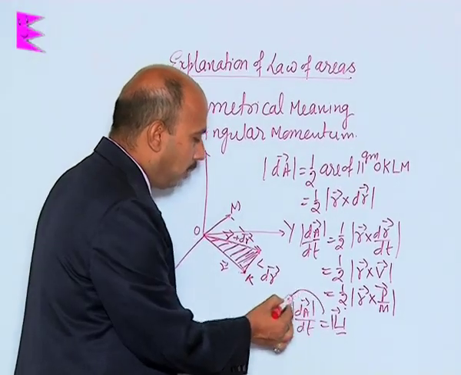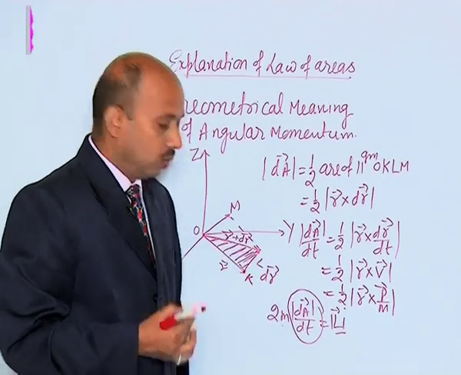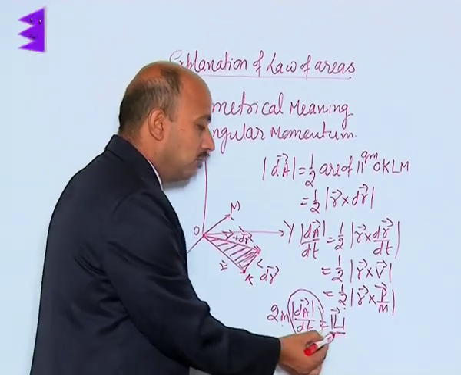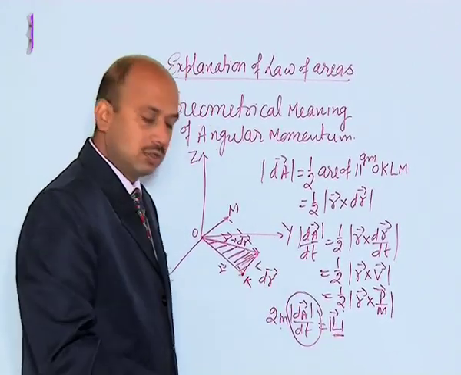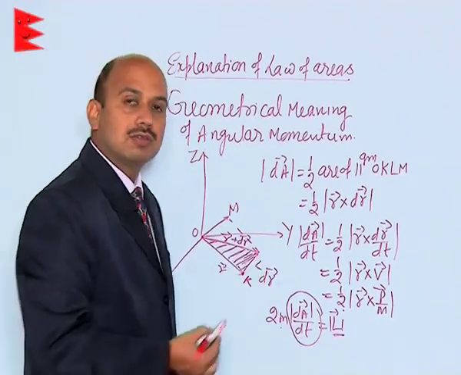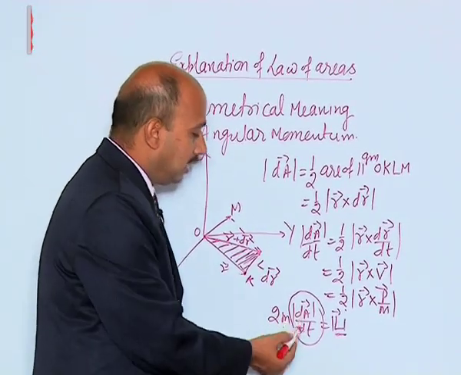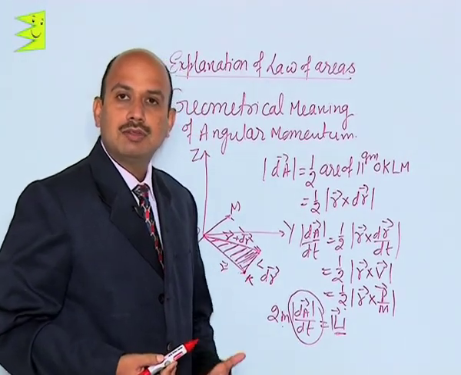Now this quantity dA upon dt is known as areal velocity. We know that in the case of the planets there is no external torque, so L remains constant, 2m is already constant, it means dA upon dt is constant. dA upon dt is constant means the areal velocity of the planets remains constant.